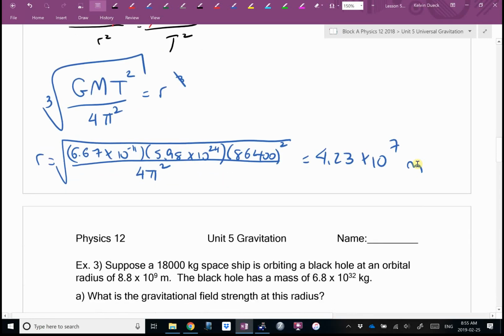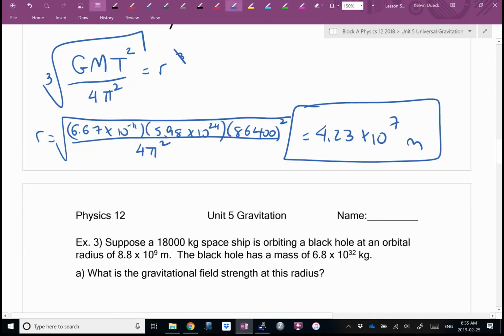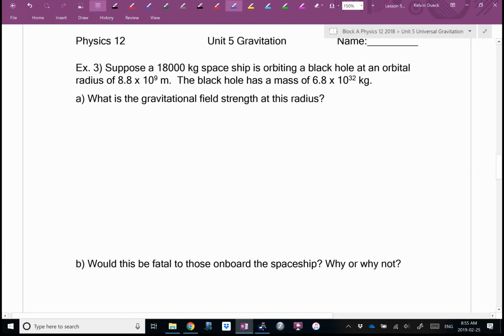Now let's get into some black hole dynamics. Turn the page when you're done. I like example 3. Example 3 is a nice question.